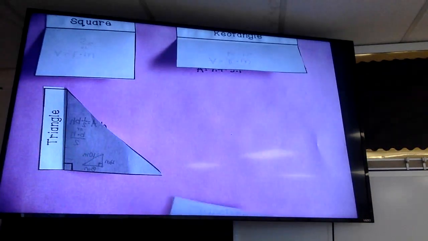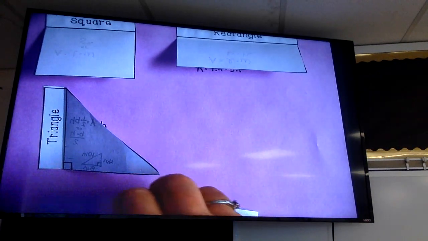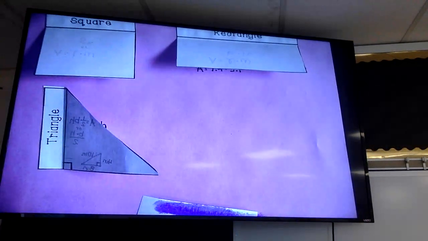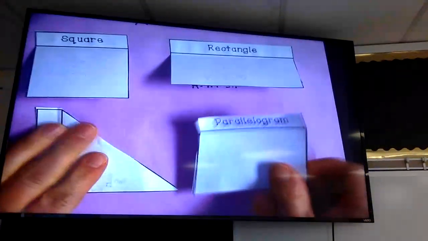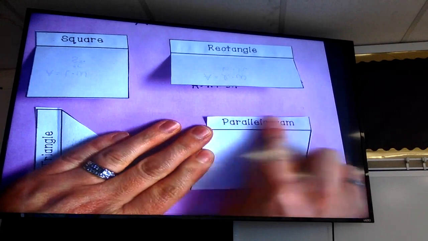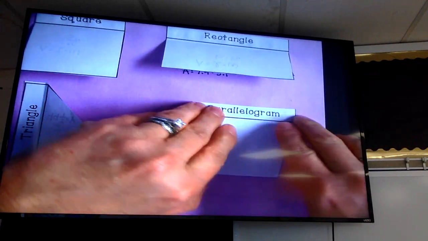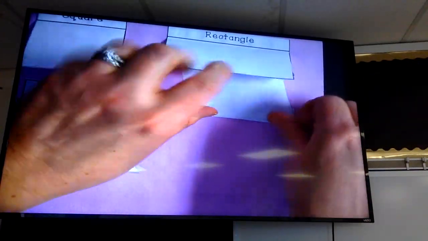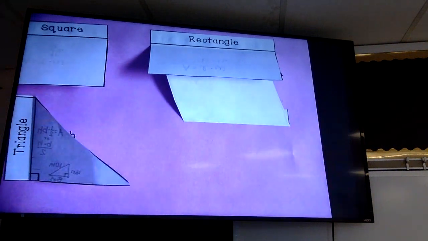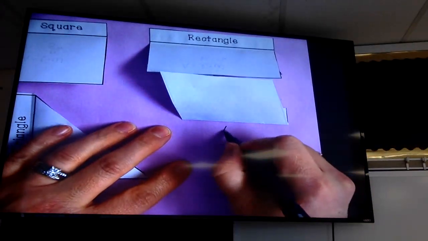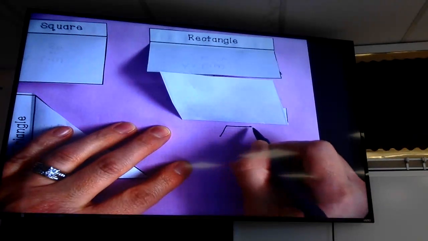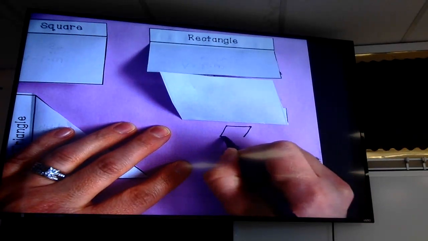All right, let's do a parallelogram next. So we're going to find our parallelogram. Again, put the glue on. And a parallelogram, and this would be the same formula if you had a rhombus.